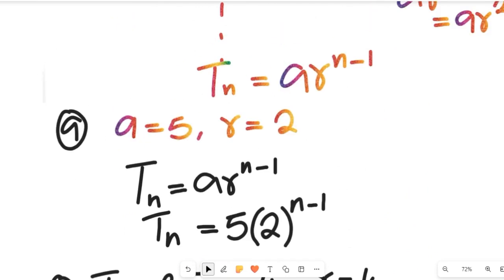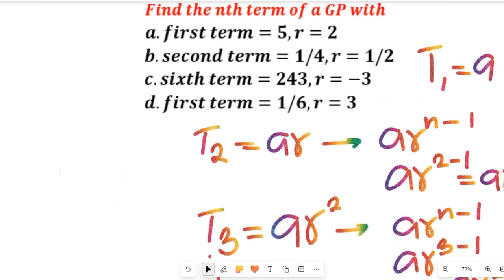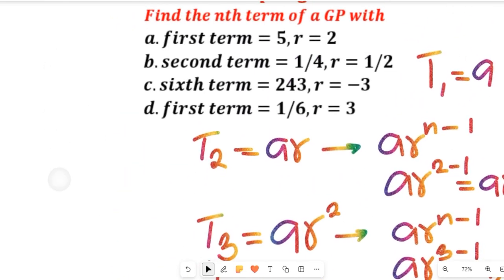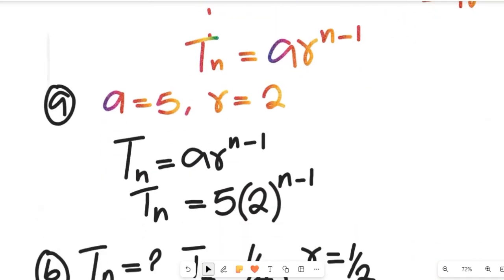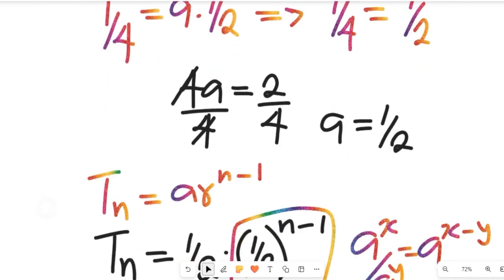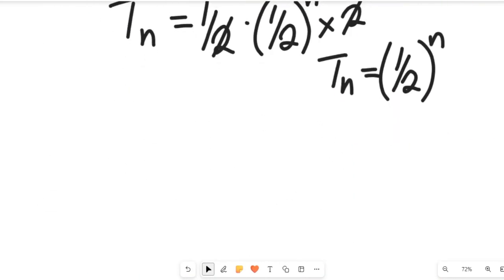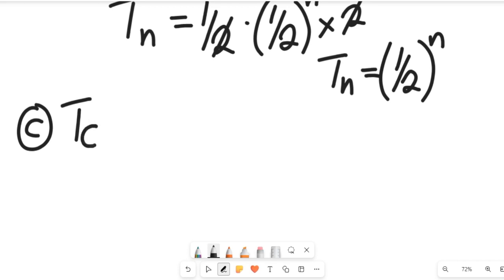Now let's consider the third one. The third one says we should find the nth term of the GP if the sixth term is equal to 243 and the common ratio is negative 3. Now let's consider that. We are given question C, and in that question C, we are given the sixth term, that is T6, to be equal to what?